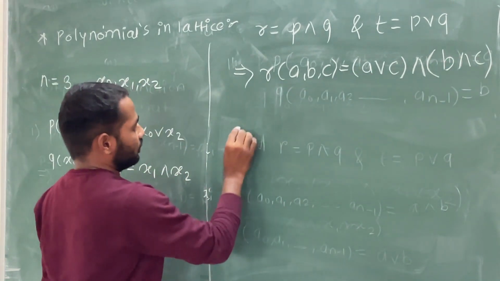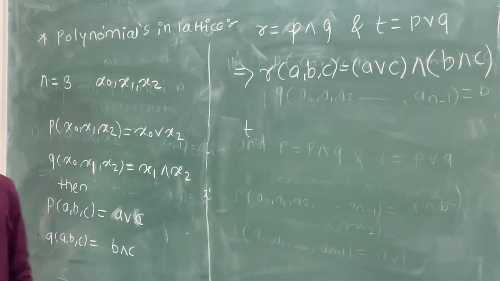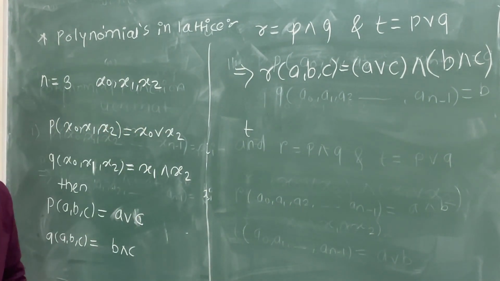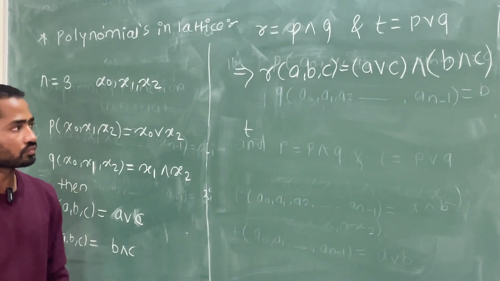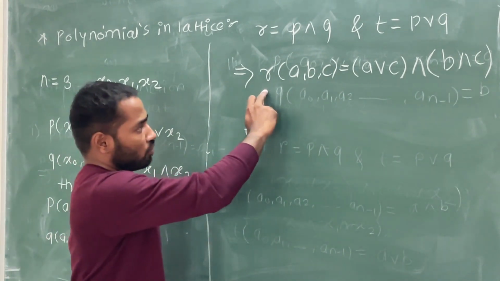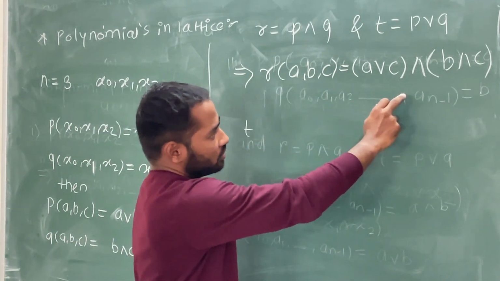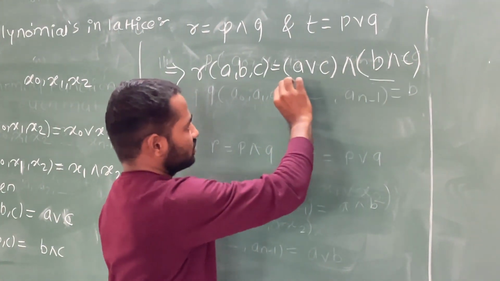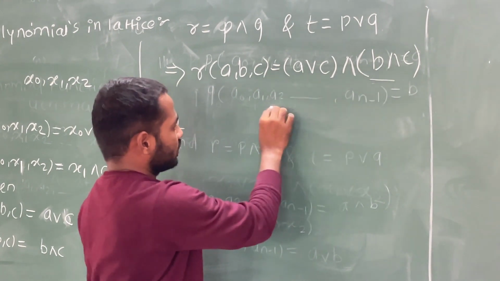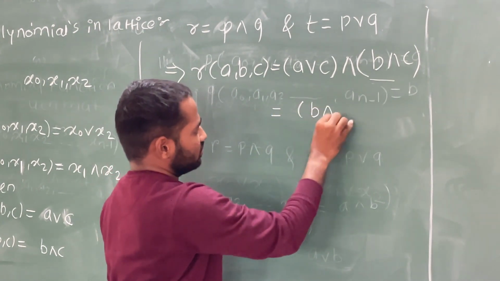Then T of... Now first tell me what is that value. Can somebody tell what this is? You can simplify this. B meet C. Very good. It is B meet C. Why? Because this A join C is bigger than B meet C. So meet will be the smaller one. Yes or no? So the answer is B meet C. Here R of ABC is A join C meet B meet C. Here B meet C is smaller than A join C. So here it is B meet C.